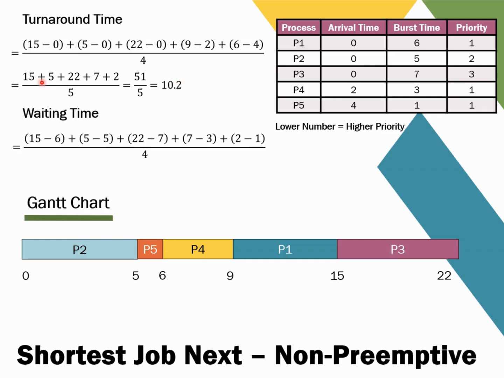And for waiting time, we have the turnaround time for each process. We just need to subtract the burst time of each process from this turnaround time to calculate the waiting time. So 15 minus the burst time P1, 6. 5 minus the burst time P2, 5. 22 minus the burst time P3, 7. And 7 here minus 3 burst time for P4 and 2 minus 1 burst time for P5. So as you can see here, we got 9 here, 0, 15, 4, and also 1. So 29 divided by 5, we got 5.8 for the average waiting time for this example.